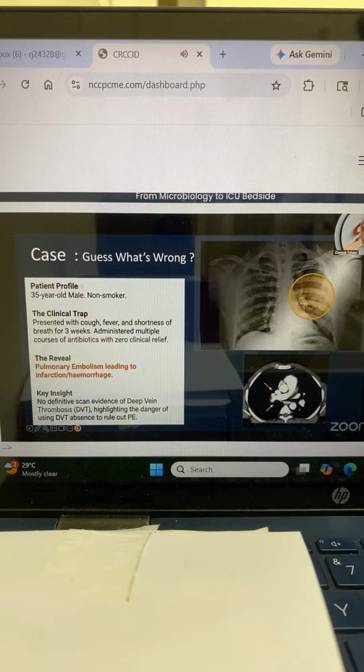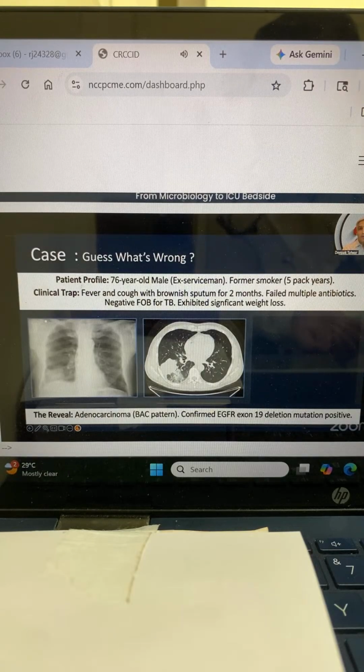So pulmonary embolism can lead to infarction or hemorrhage, which looks like pneumonia. And the important thing is that DVT may not be there at all, so don't look for DVT to pick up PE. Just keep a high index of suspicion to rule out pulmonary embolism in such patients who look very obscure from any aspect, whether it is community-acquired pneumonia or any other mimic of community-acquired pneumonia.